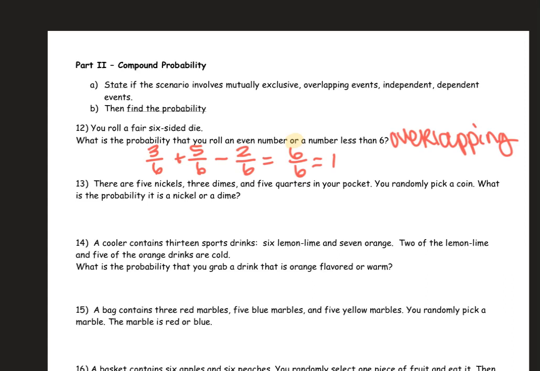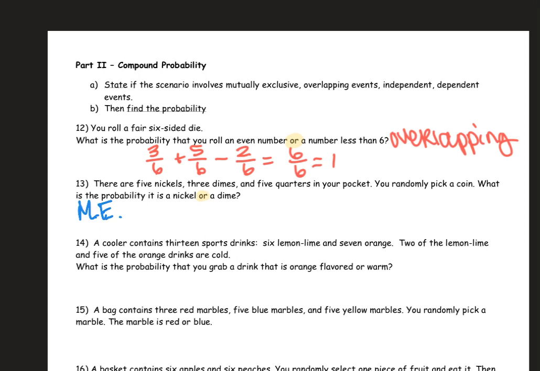Number 13, there are 5 nickels, 3 dimes, and 5 quarters in your pocket. You randomly pick a coin. What is the probability that that is a nickel or a dime? Okay, so keyword here is or, so you know it's going to be mutually exclusive or overlapping. Now, looking at your 2 events, it says a nickel or a dime. Those are 2 totally different things. There's no overlapping, so this one's going to be mutually exclusive.